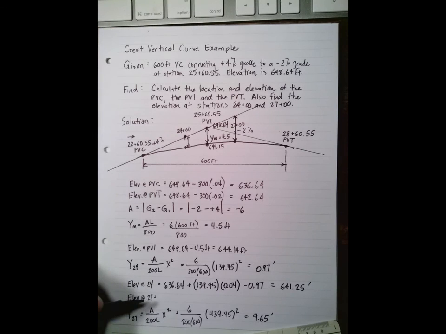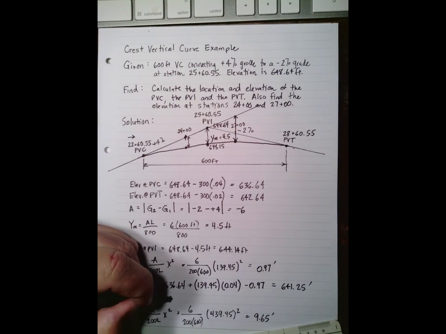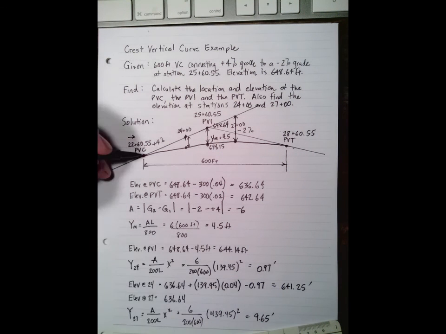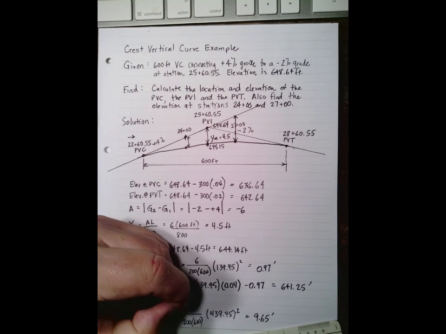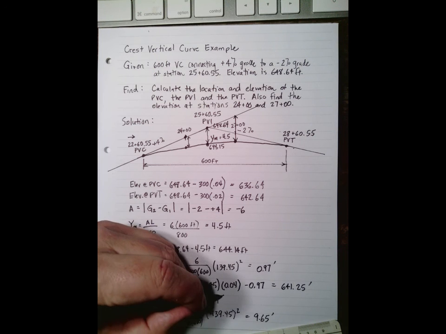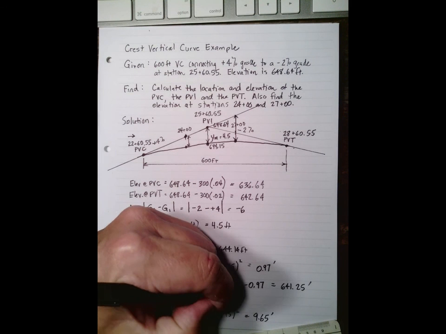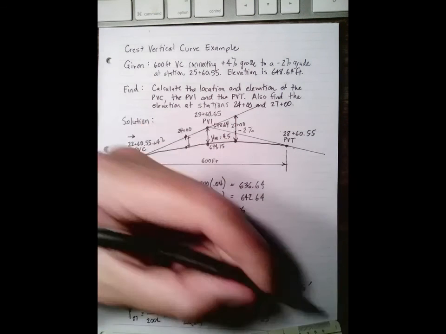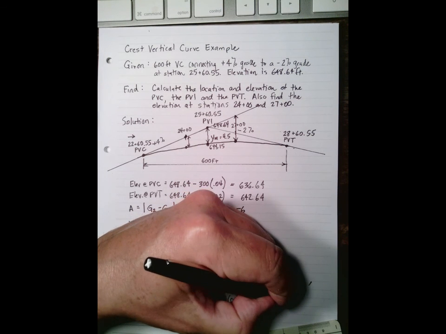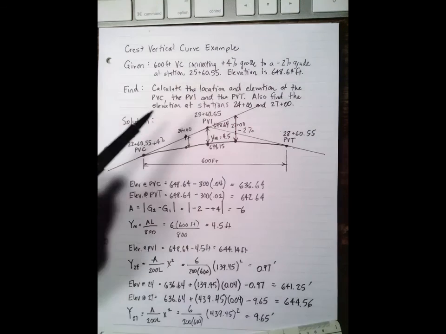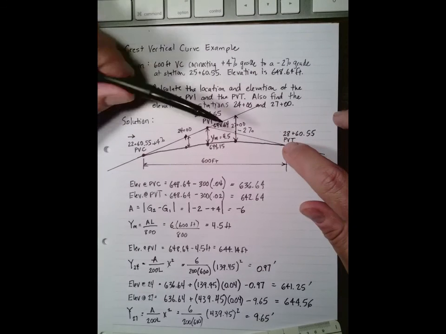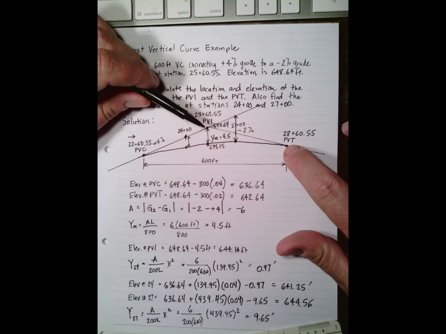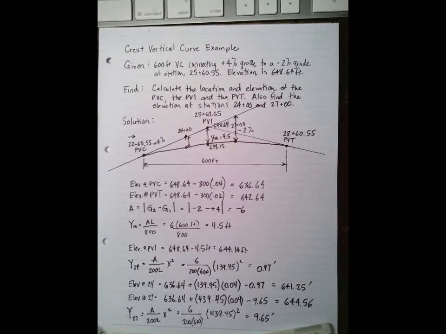So now I can calculate the elevation at station 27 following the same model as I just did. So we start at the elevation of the PVC plus x, in this case 439.45, also times 0.04, in this case minus 9.65. And so the elevation is 644.56. And you can look at this to make sure that it makes sense. So the elevation does fall between 642 and 648 as it should. So you can use the picture to help verify your solution.